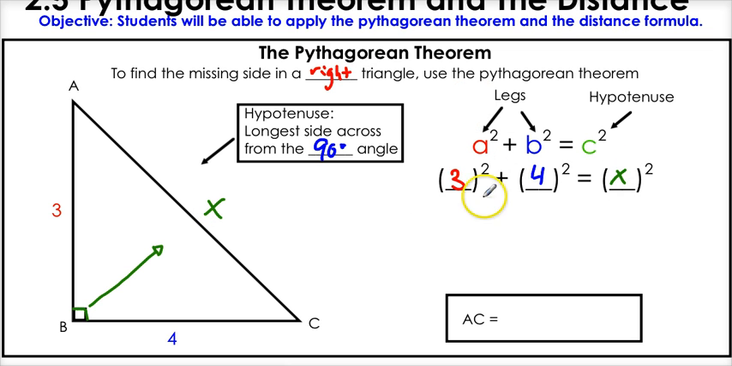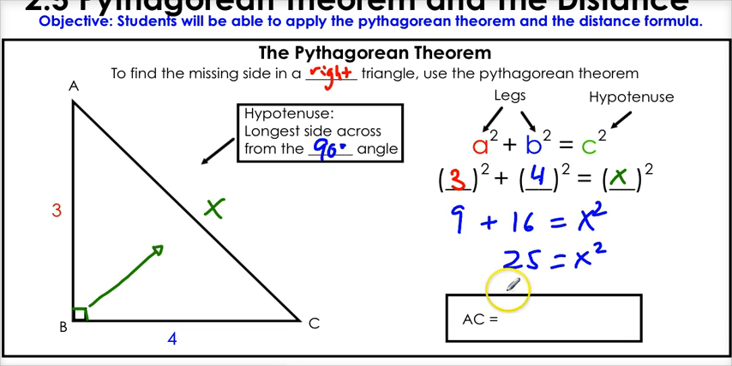Well, all we got to do is do the math now. So 3 squared is 9. Plus 4 squared is 16 equals x squared. 9 plus 16 is 25, which equals x squared. And then you might not know this, but to undo a square, to solve this equation, you have to take the square root. That is the last step you have to do. So that means x is equal to the square root of 25, which is 5. So that means AC is 5.